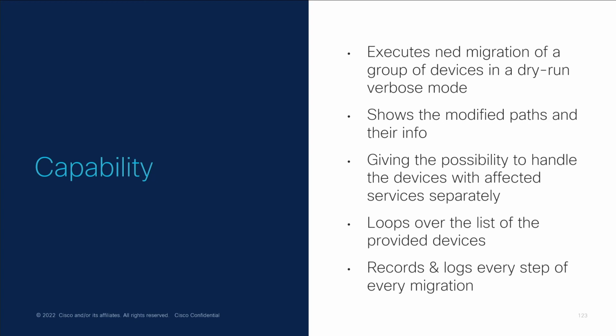It executes NED migration of a group of devices in driver verbose mode. So we always have driver verbose mode, and it shows the modified paths, as we saw in one execution, but it stores them in a report, and we have the logs. It gives the possibility to handle the affected services, if there are any, separately. You can skip them if you want, or handle them case by case. It loops over the list of the provided devices and records every step.